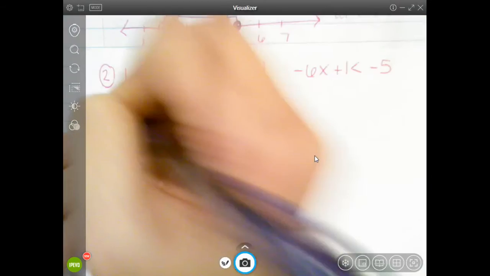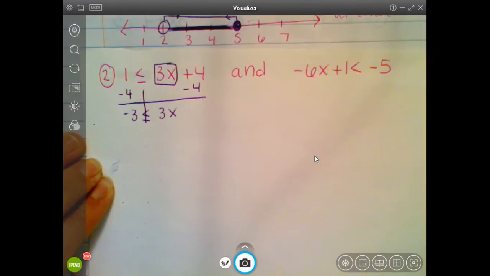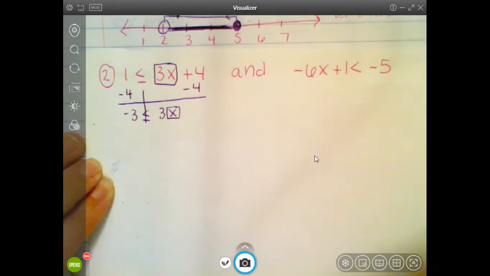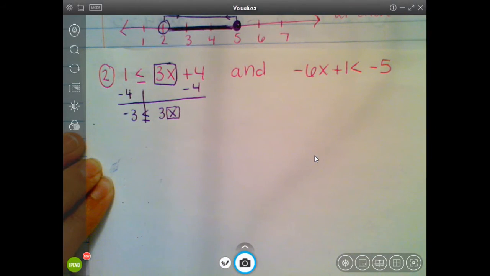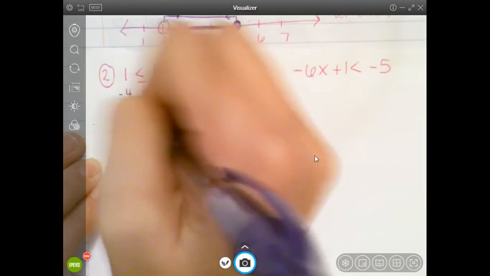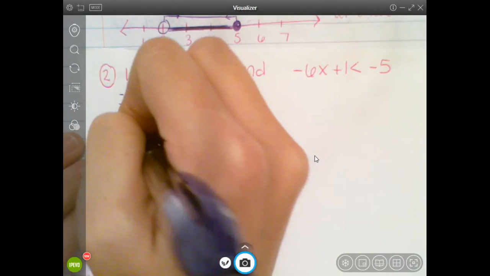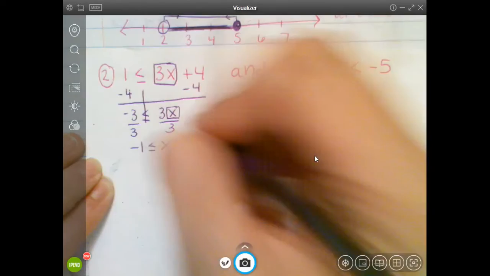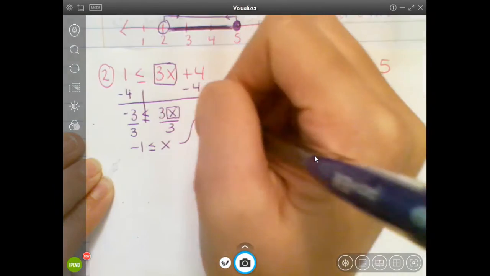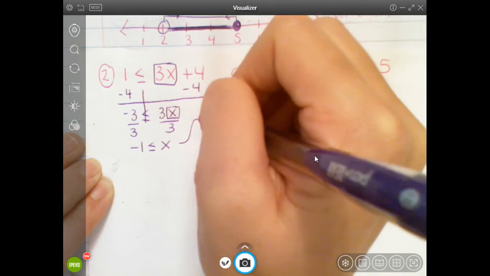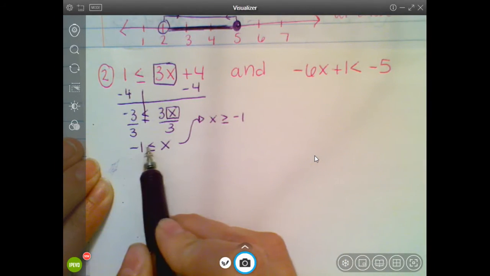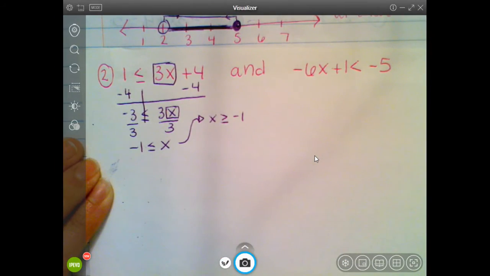1 minus 4 is negative 3, less than or equal to 3x. So now I need to isolate the x. So I need to remove the 3, and that's multiplication when it's right next to each other. So I need to divide by 3, divide by 3. I get negative 1 is less than or equal to x. Remember, we should flip that around. So we're going to get x is greater than or equal to negative 1. Because I flip these, I also have to flip my signs. That way it looks like that.